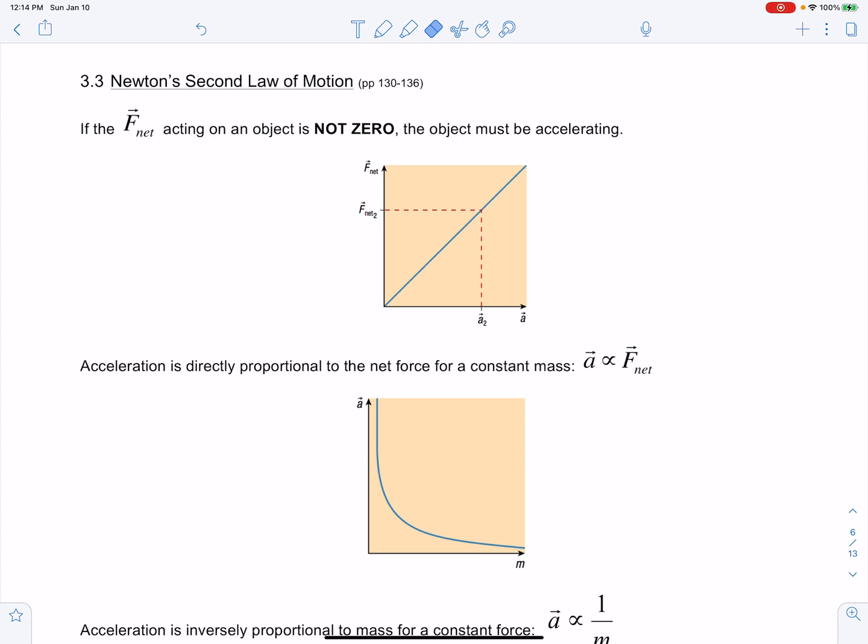Section 3.3, Newton's second law of motion. If the net force acting on an object is not zero, then the object must be accelerating.